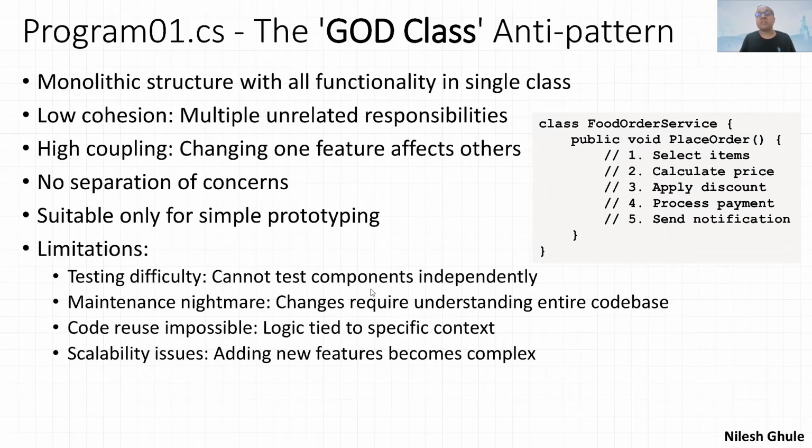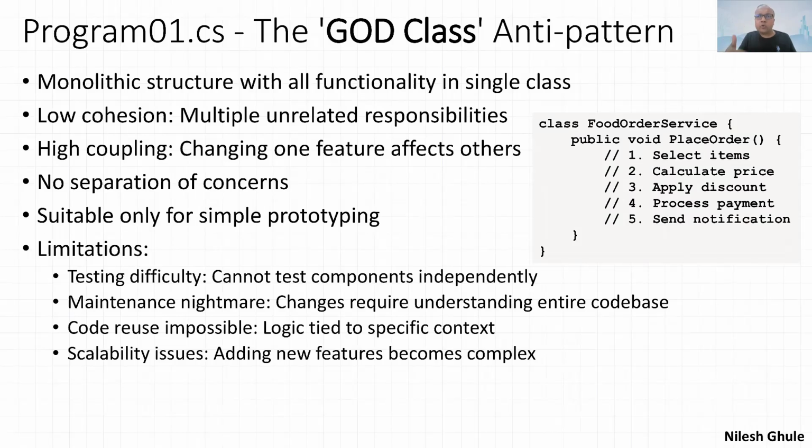You cannot test the individual functionality. The maintenance is really tough, because finding and fixing bugs is going to be a really tough job. The reusability of the code, let's say discount logic or payment processing logic, if you want to implement it at some other place, you cannot really reuse that. And then adding some new functionalities in future is a really tough job. So the question is, what should be done next?